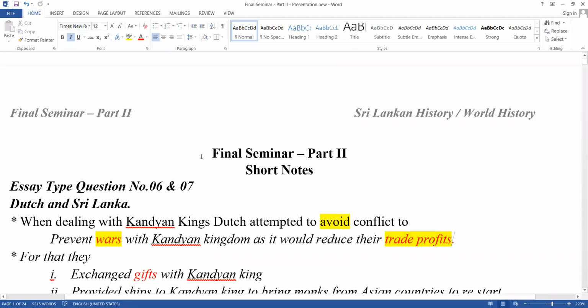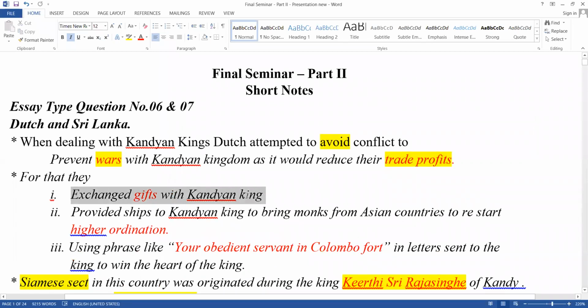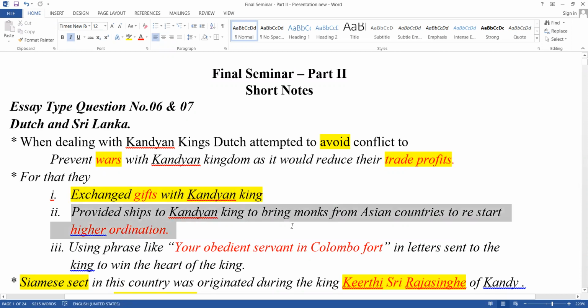To do that, what they did was exchange gifts with the Kandyan kings. They were always sending some gifts, so the king would become so happy when receiving these gifts. They even provided ships to the Kandyan king to bring monks from Asian countries to restart higher ordination. What is higher ordination? In Buddhism, monks should be higher ordained. For higher ordination, monks should be brought from other countries who have become higher ordained. It's like a decree that they gave.